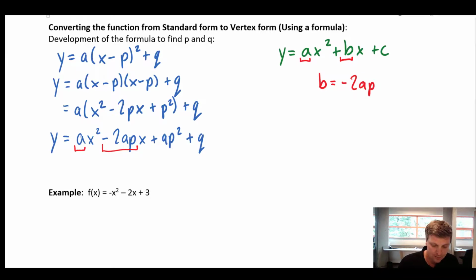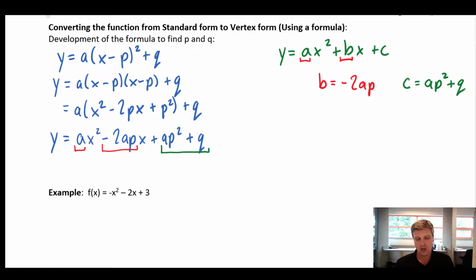And then for c, well, for c, I have all of this. This is all a constant at the end here. ap squared plus q, that whole thing is constant. There's no x term there. So I guess what that means is that c is going to be equal to ap squared plus q.